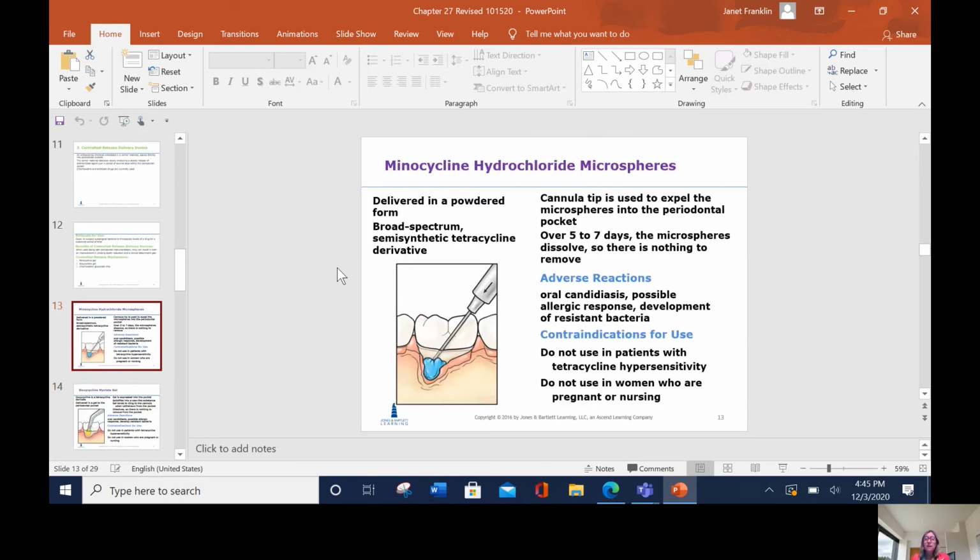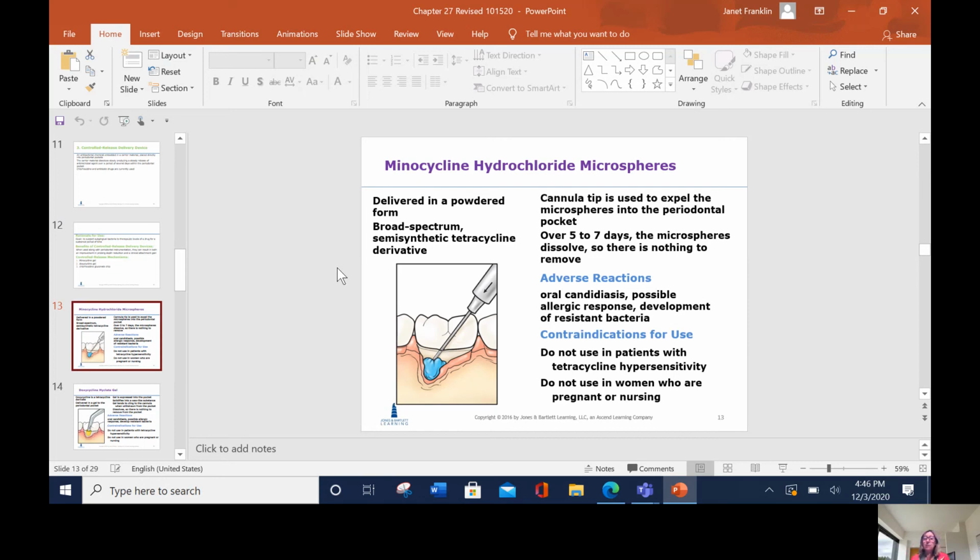So the minocycline, all of these, how to apply them, I wouldn't test you on, but minocycline is placed with you identify a pocket, and then you take the tip of the, it's a little plastic-like tip, and it's got the powder embedded in the tip, and it goes in a syringe, and so you slide that tip into the pocket, and you push on the end of the syringe, and it pushes the powder into the pocket.